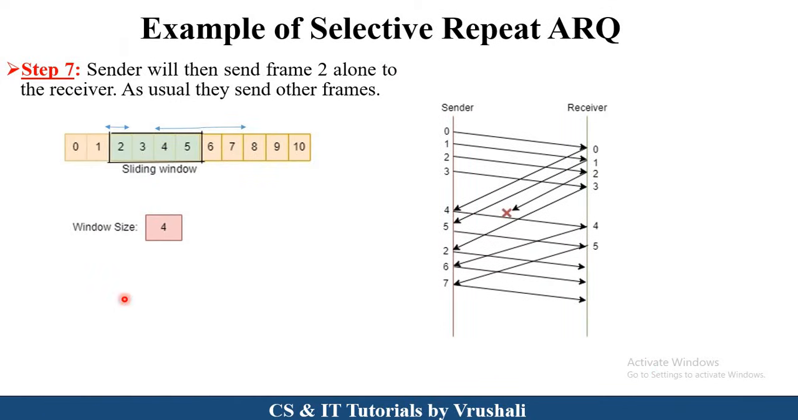See here, acknowledgement 2 was not received by the sender. So the sender sent only the second frame to the receiver, and with that they send the next frames, like 6 and 7, the next 4 frames, to the receiver. Clear? So this is called the Selective Repeat ARQ protocol. In Go-Back-N ARQ protocol, they retransmit all 4 frames, the whole sliding window, at a time to the receiver. But in Selective Repeat ARQ protocol, they send only the missing frame, not the complete window, only the missing frame to the receiver.